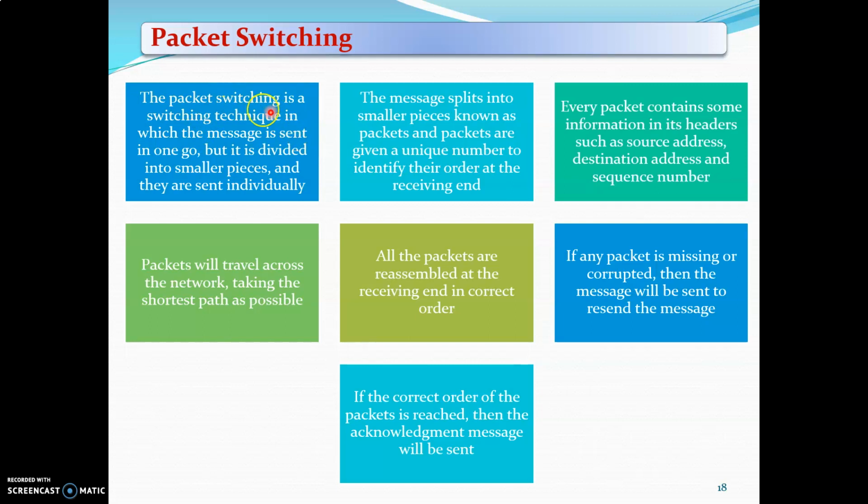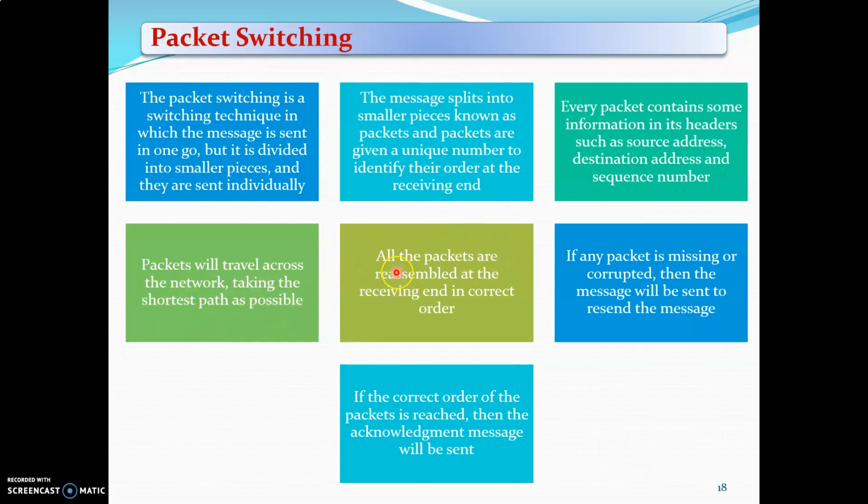Packet switching is a switching technique in which the message to be sent to another place is divided into small pieces and they are sent individually. The message is split into small packets, and packets are given a unique number to identify their order at the receiving end. Here we assign a source address, destination address and sequence number. Every packet contains some information in the headers. The packet will travel across the network taking the shortest path possible.